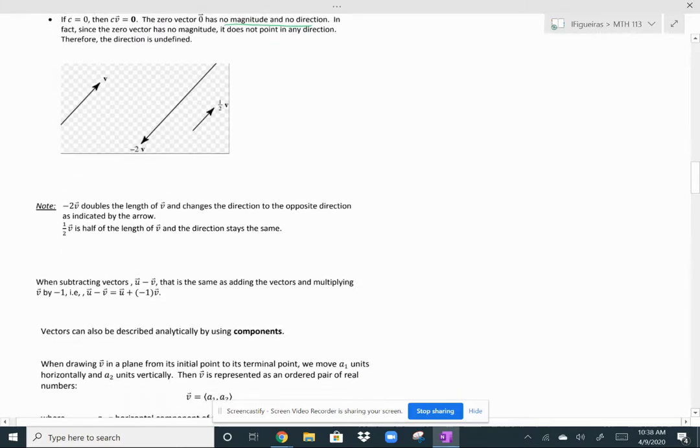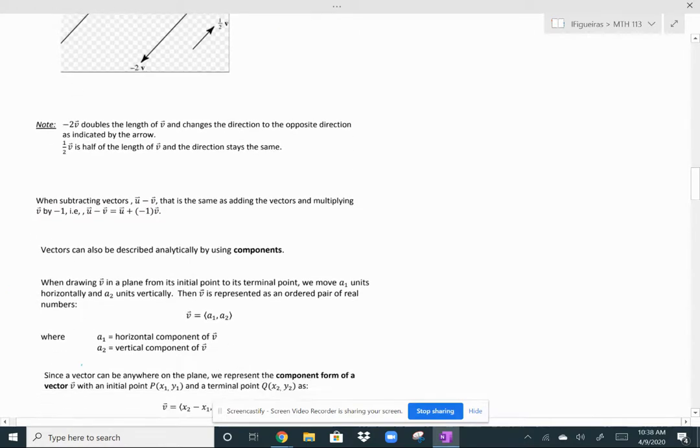So let's move on. Here, I'm basically saying that when you are subtracting two vectors, it's the same as addition, because you can multiply vector v by -1, and so u minus v is the same as u plus -1v.